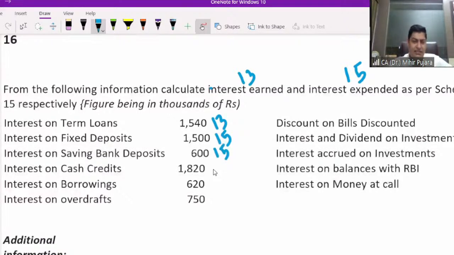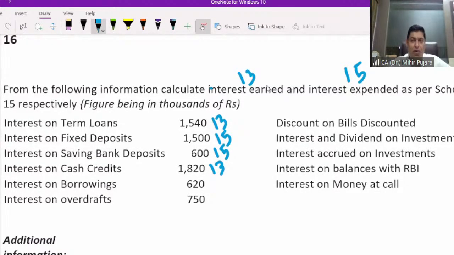Interest on CC. Guys, CC means overdraft. CC and overdraft are more or less the same. So interest on CC, that is one type of advance given by bank. Is it 13 or 15? Naturally it is one type of advance given by bank, so it is 13.